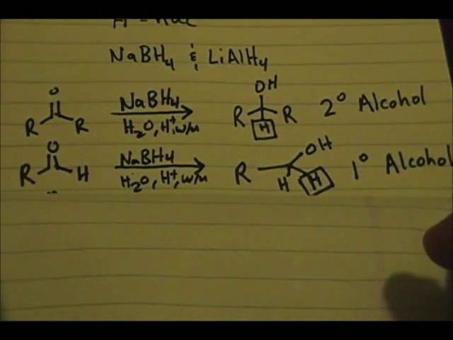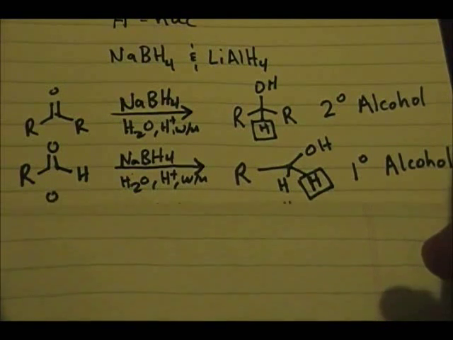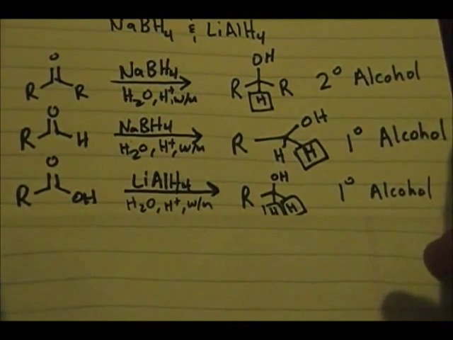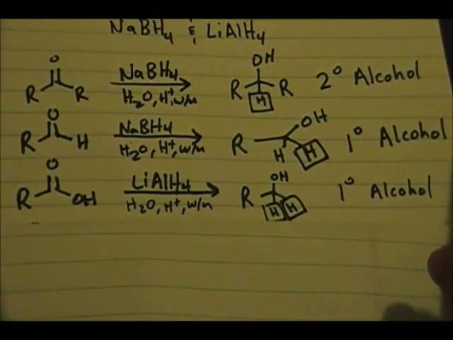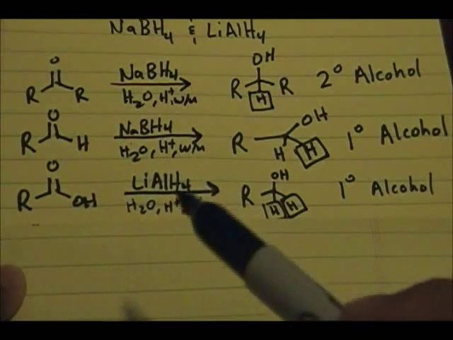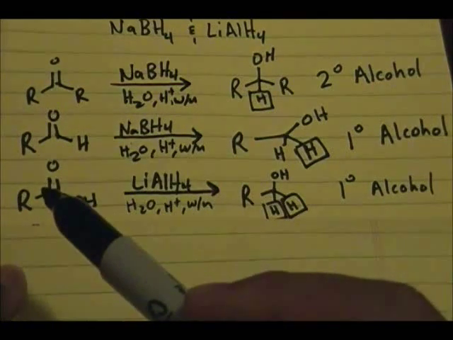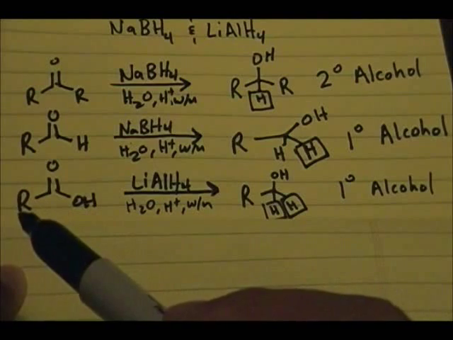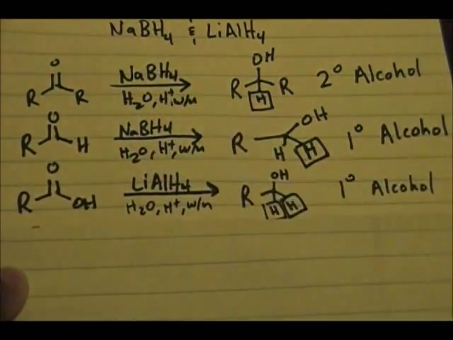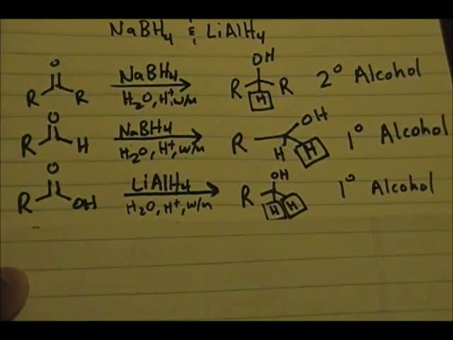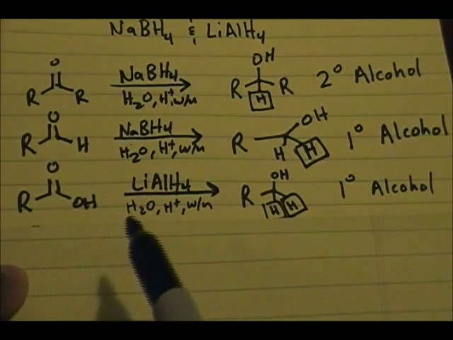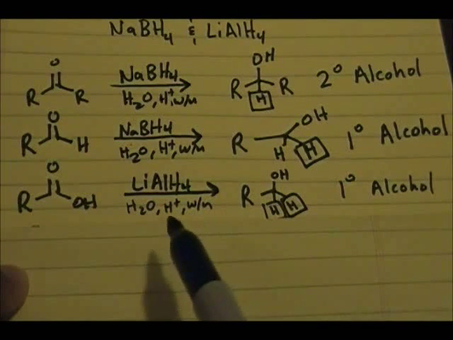Okay, now the third reaction is carboxylic acid. Okay, the carboxylic acid, instead of adding one hydrogen into the system, you add two hydrogens into the system. Okay, the mechanism is still the same. It doesn't change. You might just have an extra step, but you're adding two hydrogens into the system. And again, you neutralize the negative O with this H2O, H plus workup.